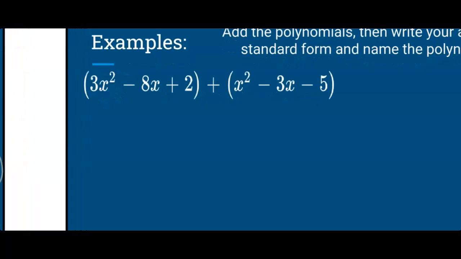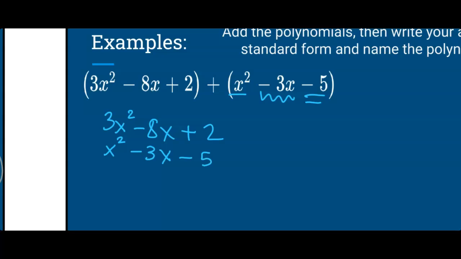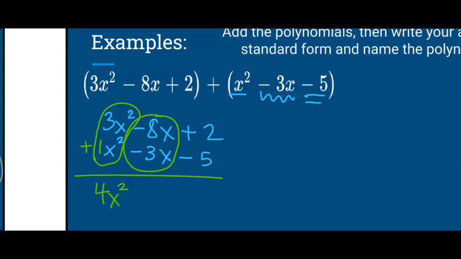So looking at this one, the first thing I want to do is rewrite my polynomials so that they are stacked up. So I always just keep the first one the same, and then I'm going to put x squared under 3x squared, negative 3x under negative 8x, and the negative 5 under the positive 2. I'm then going to add those together. So I'm going to look and do 3x squared plus x squared. It's like saying 3x squared plus 1x squared. So that's 4x squared. Negative 8x and negative 3x will make negative 11x. And positive 2 and negative 5 will make negative 3.